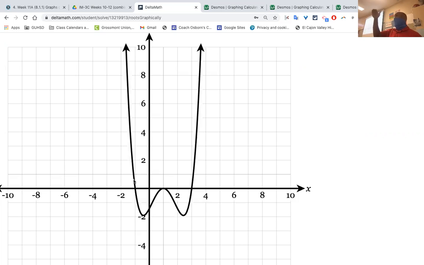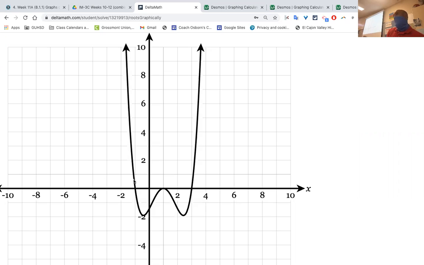Or something that crosses the y-axis. What are those points called? Coordinates. Okay, well, any point on a graph is a coordinate, but one that crosses the line or the axis is called an intercept. Right, x-intercept, or the ones that cross the y are a y-intercept.